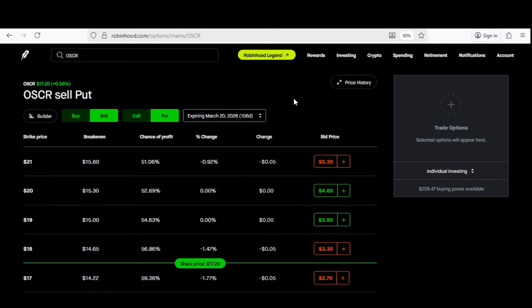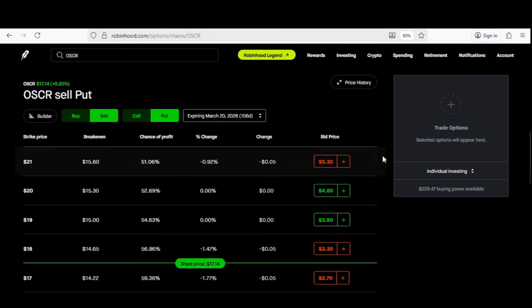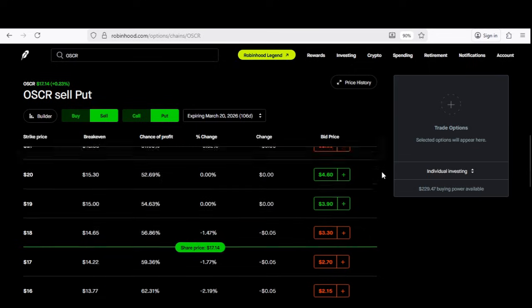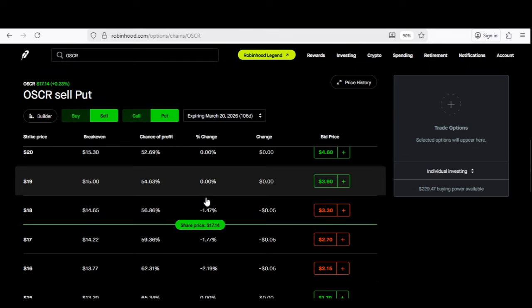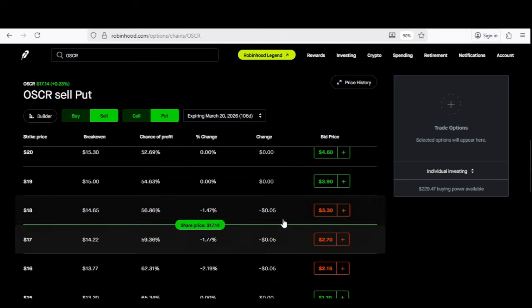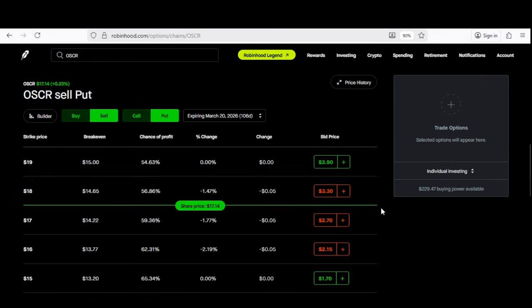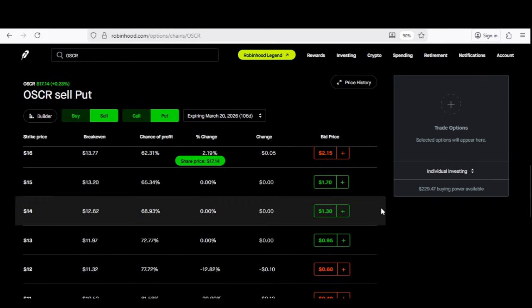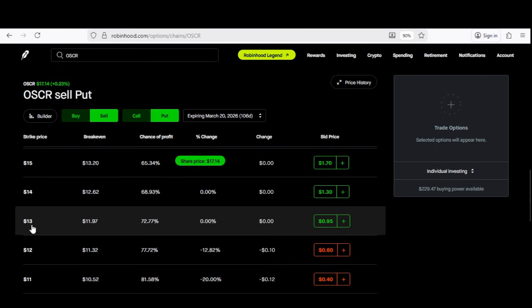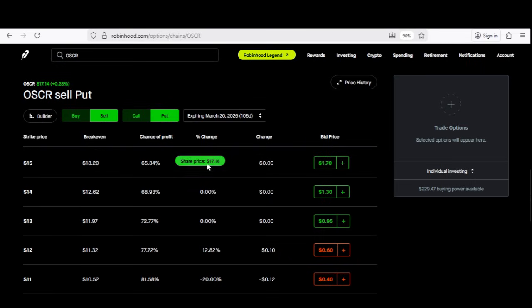Now, these option strategies are going to work perfectly well with a small account portfolio, and I'm going to show you exactly what I mean. So now with your sell, with your put, and now we're going to have our 106 days to expiration. Now we're going to go ahead and choose our strike price. The strike price I'm going to be going with is going to be below the current share price of $17.14. And I will be going with the $13 strike price. As you can see, the $13 strike price right here, which is below the share price here.